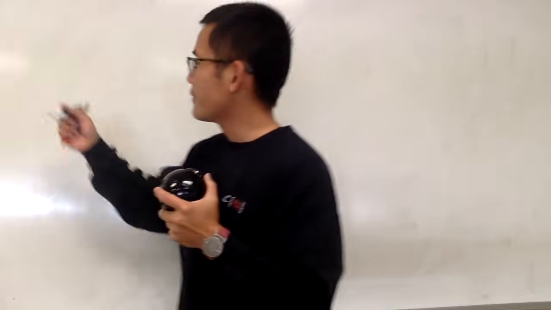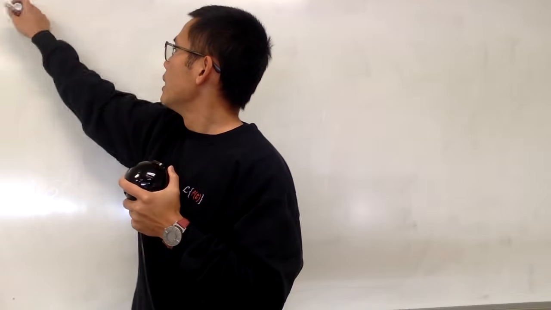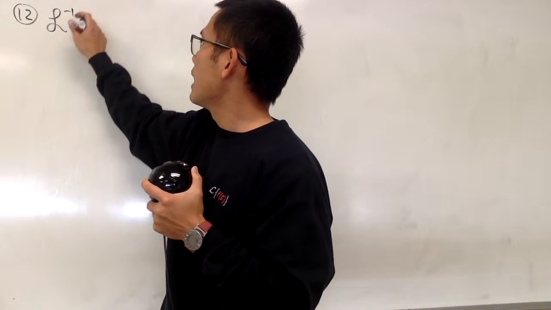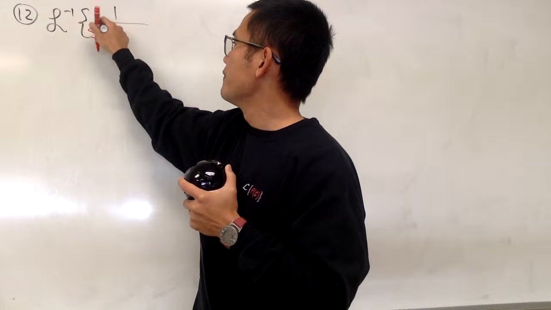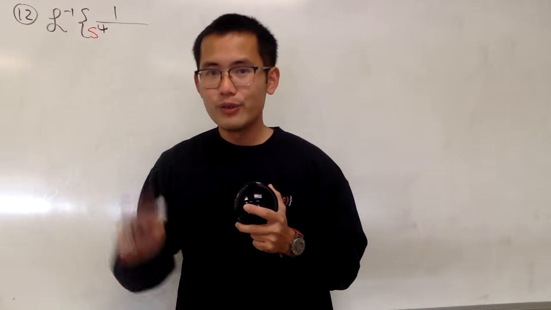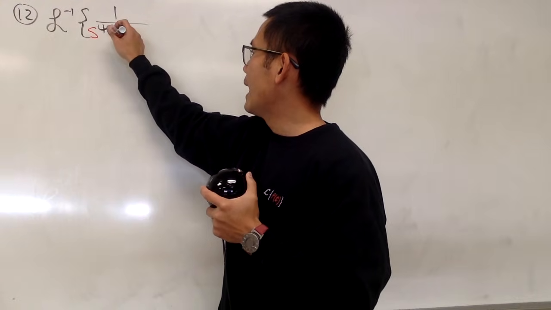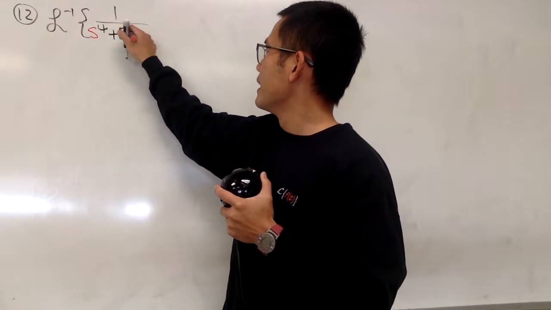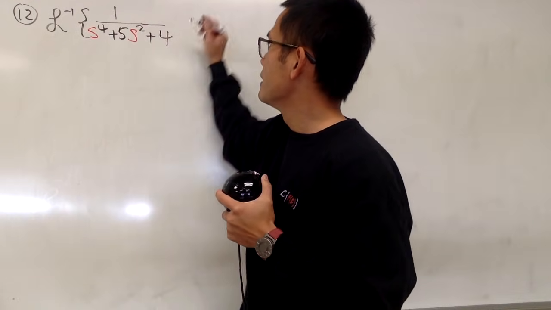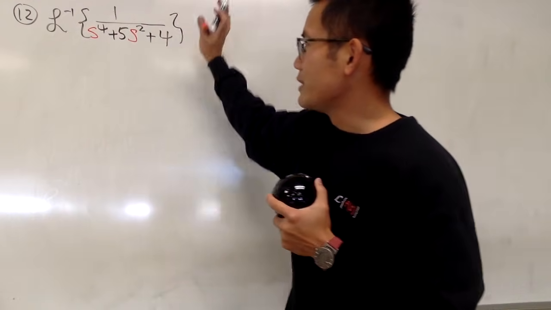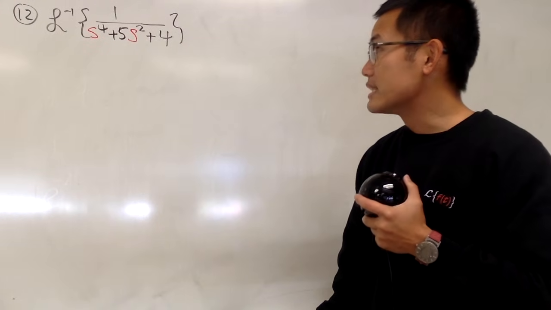All right, number 12, right here. Inverse Laplace of 1 over s to the fourth power plus, and I'm very sorry I had to do this, 5 s squared, and then plus 4, right? And then, no, there's no ds. This is just like this. All right.